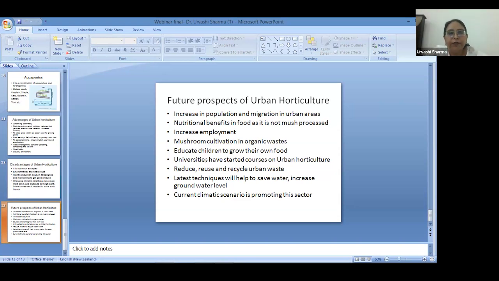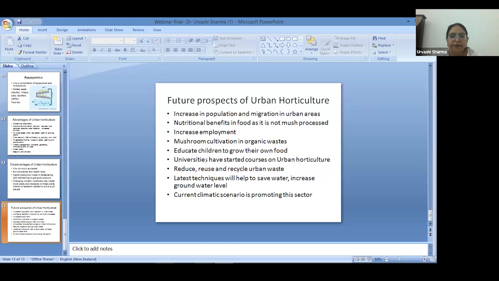The concept of reduce, reuse, and recycle the urban waste is very important. As we all know, the metropolitans could become a big place for waste. So we have to reduce as much as possible, reuse as containers for the plants, make compost of the biodegradable products and recycle them. So we have to follow these steps. And there are so many latest techniques like hydroponics, aeroponics, aquaponics, which will save water and increase the groundwater level, which is very much needed.